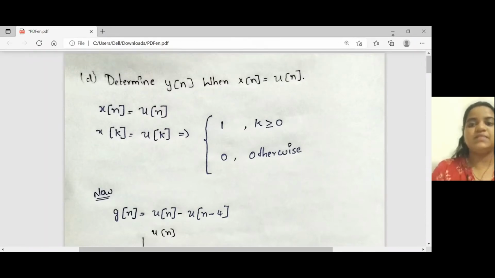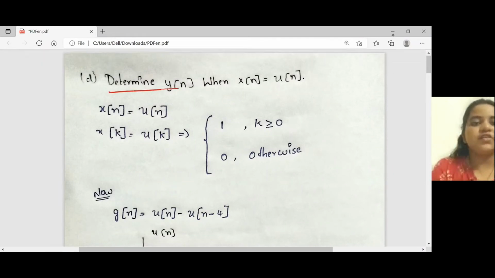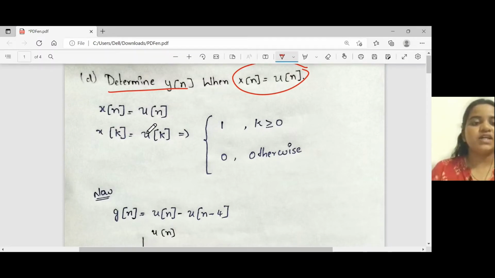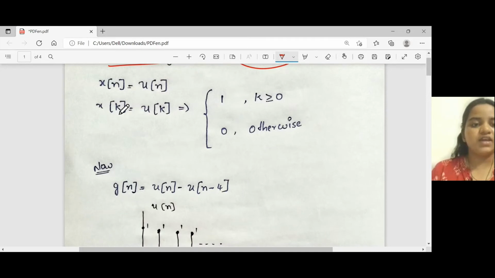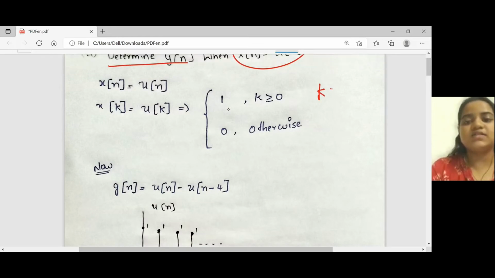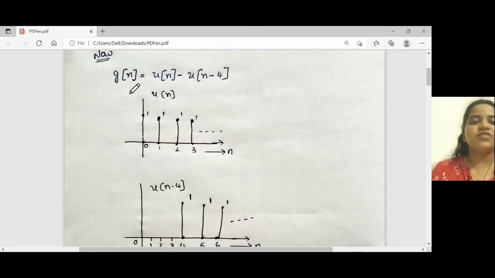Now let's see the D part of the sum. The D part of the sum is to determine y of n when x of n is equal to u of n. We know that x of n is equal to u of n. Therefore, x of k is equal to u of k. The value of x of k is equal to 1 when k is greater than or equal to 0, and 0 otherwise. Now, let's see g of n. G of n is equal to u of n minus u of n minus 4.